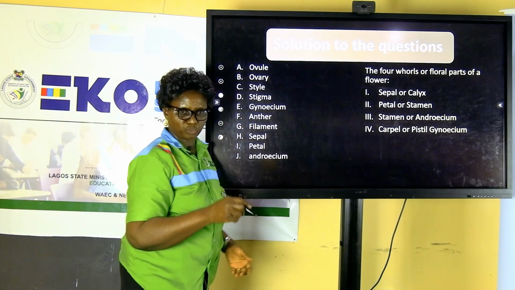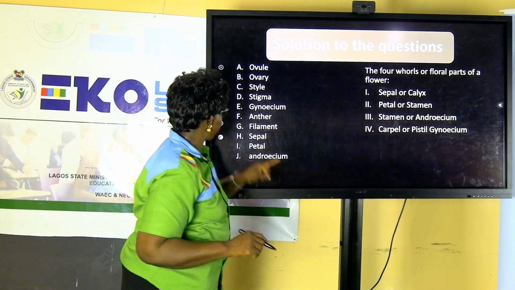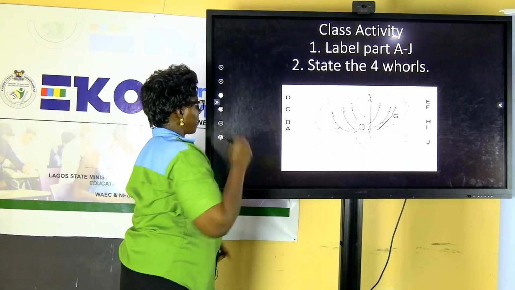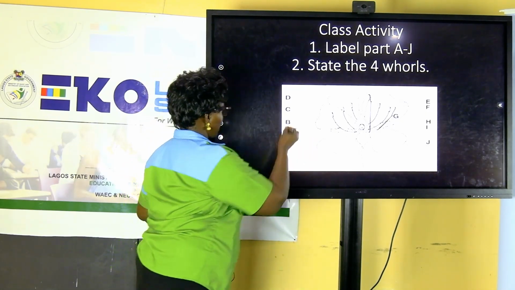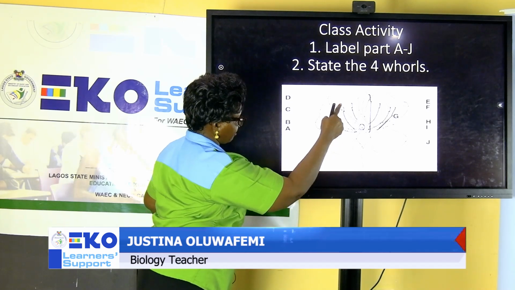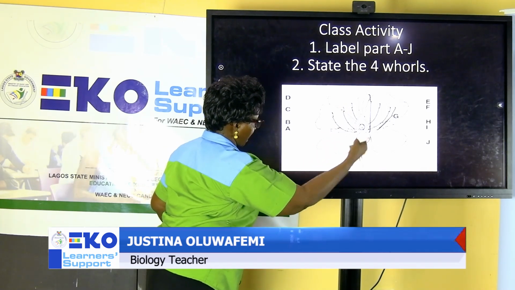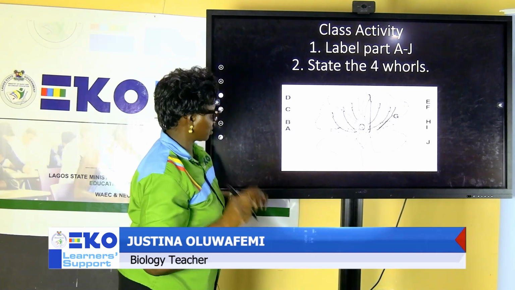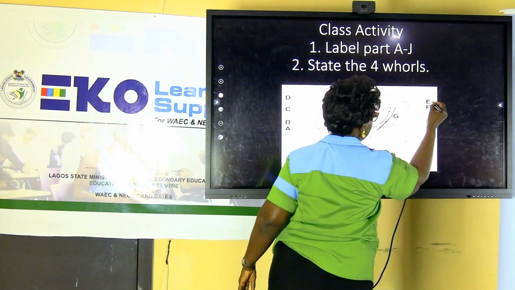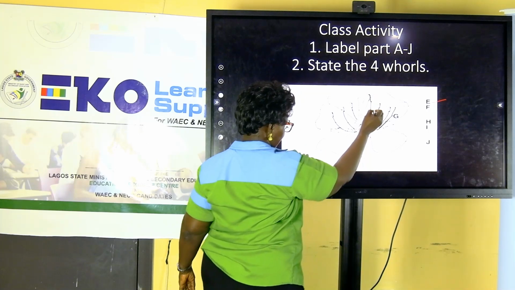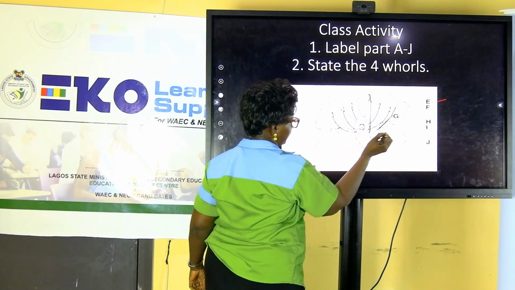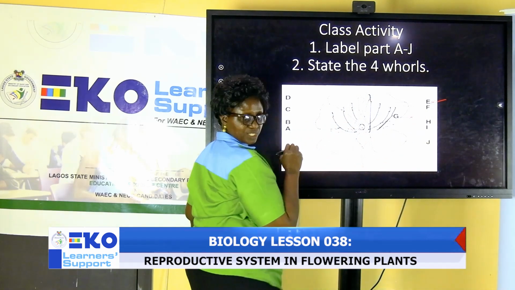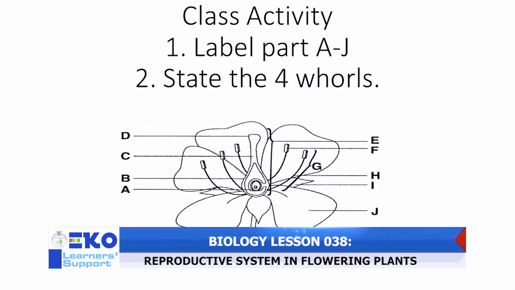When you look, I am sure you have listed the parts that we are meant to label. For proper understanding, let's quickly return to it. We have A, B, C, D. We have E, F, G, H, I, and J. I want you to observe something very closely. When you look at E, see the parts it puts together. Then look at G. These two, look at them closely. They are saying something very important.